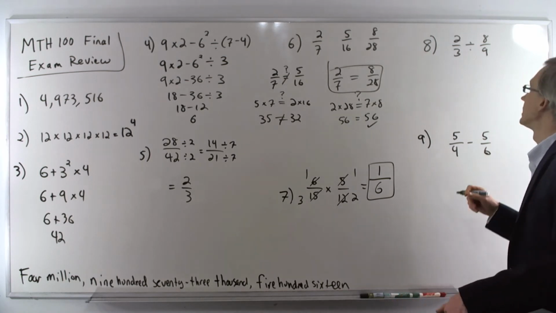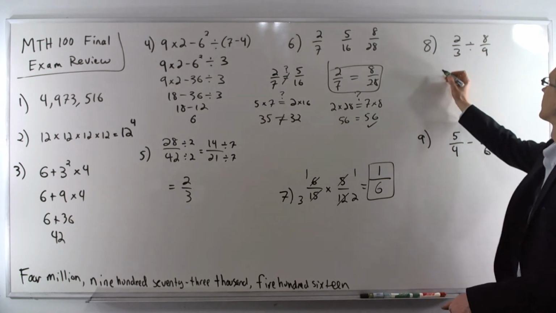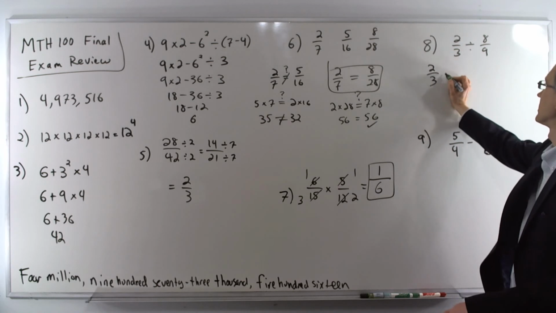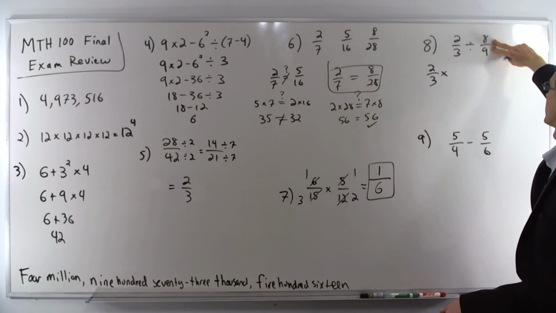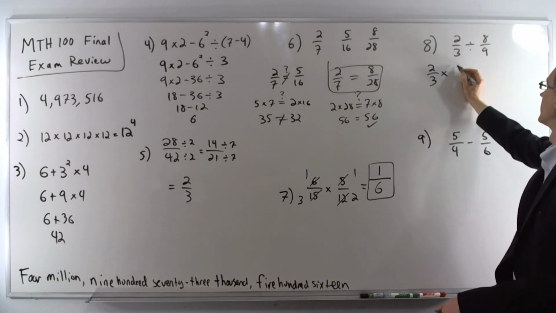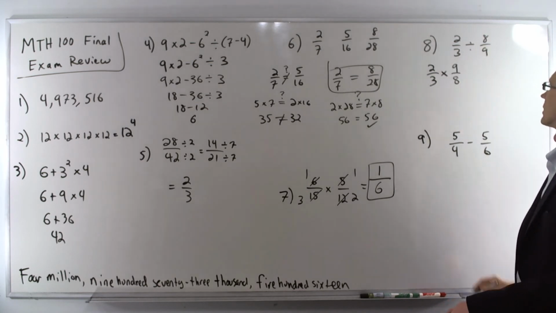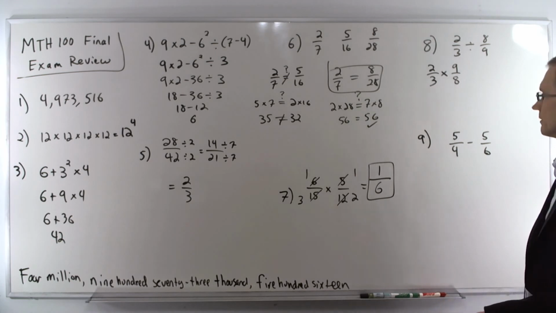Next up, number 8, here we're dividing fractions. First thing we're going to do when we divide fractions is convert to multiplication. First fraction stays the same. The second fraction flips over, and it's a reciprocal. So we got 2/3 times 9/8.